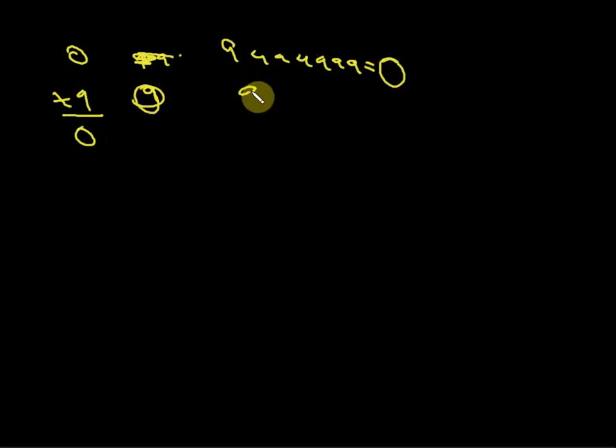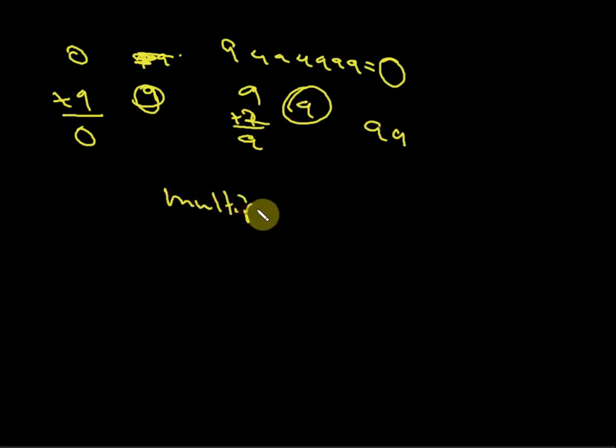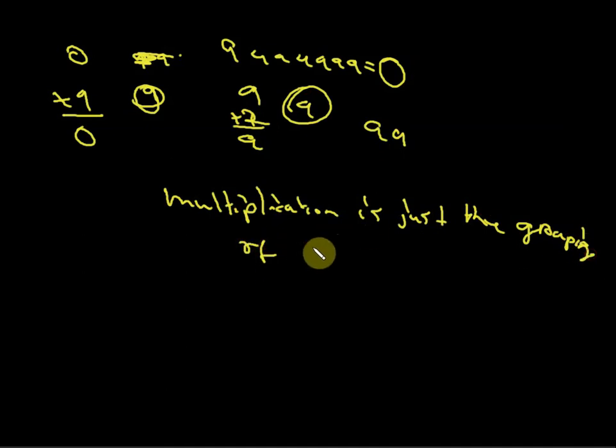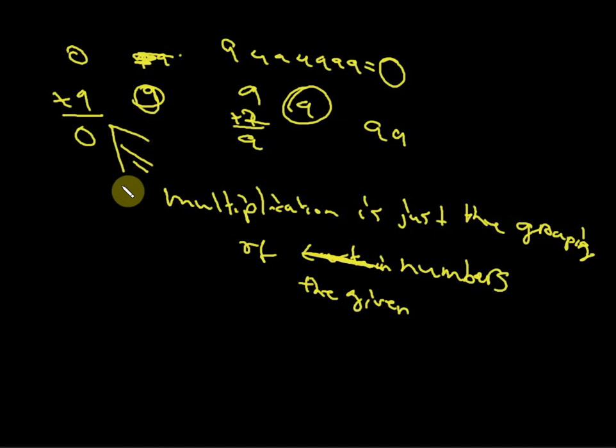So again, if we had 9 times 1, which is what I've shown you before, we have 9 being grouped 1 time. What about 2? Well, this is being grouped 2 times, right? So multiplication is just the grouping of certain numbers, I'm going to say of the given numbers. I think that's better, because y'all will take it too literally. The given numbers in the problem set.